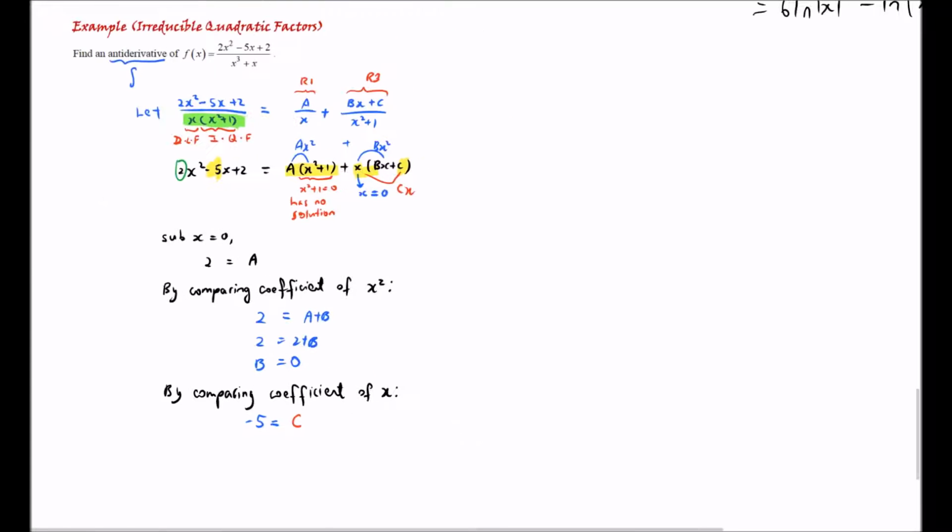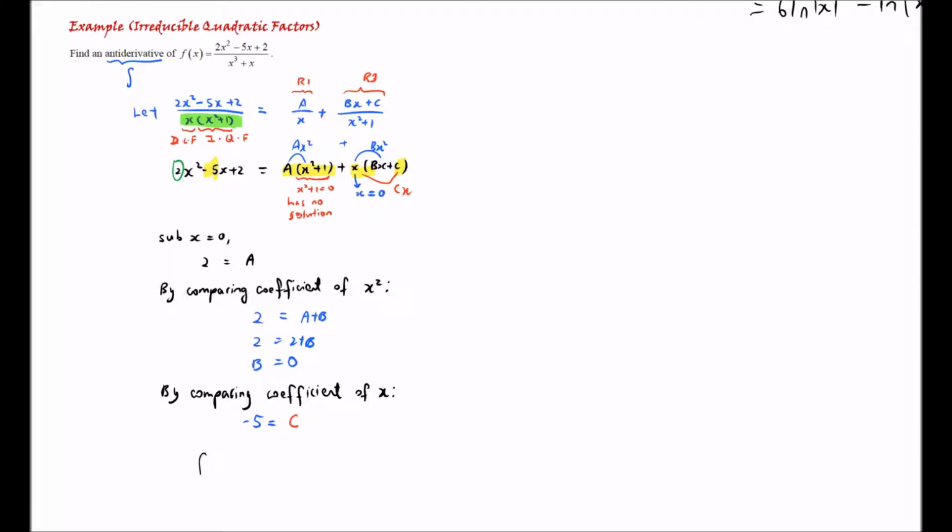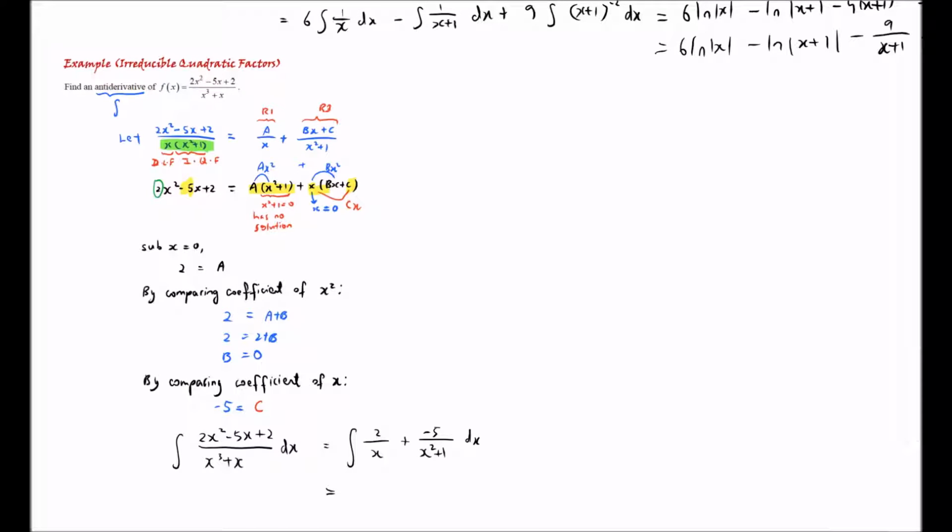So now we have found A, B, C. So we can finish the question. Finish up the question by putting in the partial fraction. Now B is 0, so no need to write, so plus minus 5 over x squared plus 1 dx. Now this same thing, you can take out the 2 to get 1 over x dx. Minus 5 you can take out, so integrate 1 over x squared plus 1 dx.